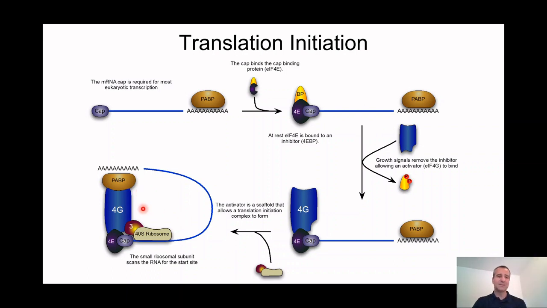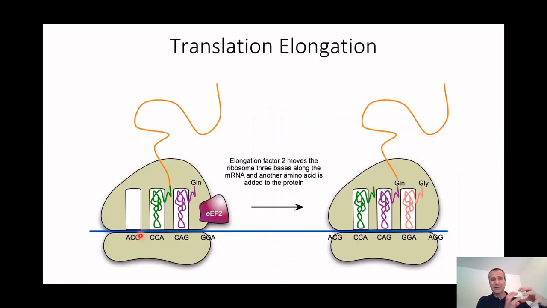And that means that this message is now going to start translating. When it starts translating, the 40S binds, and then the next step is for the 60S to bind. Once that does, it's going to move along the message until it finds the translation start site, which is an ATG. The sequence is AUG, and that's a methionine, and that's where we're going to start translation.